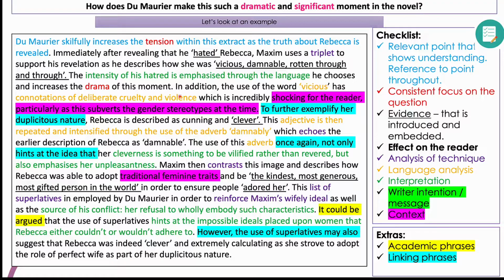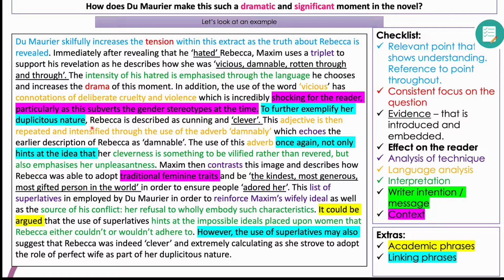The use of the word vicious has connotations of deliberate cruelty and violence, which is incredibly shocking for the reader, particularly as this subverts the gender stereotype at the time. So again, I've gone to the context. Now, we don't want to bolt on context. We don't just want to add in contextual details just to show that we know it. Whenever you're using context, it should be to support or develop a point that you've already made.